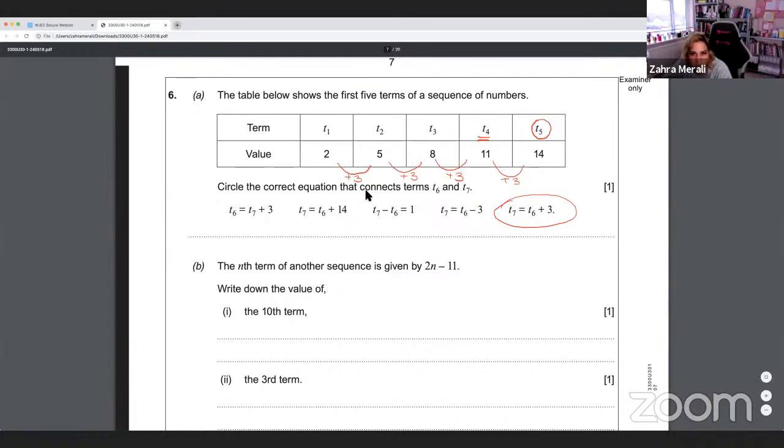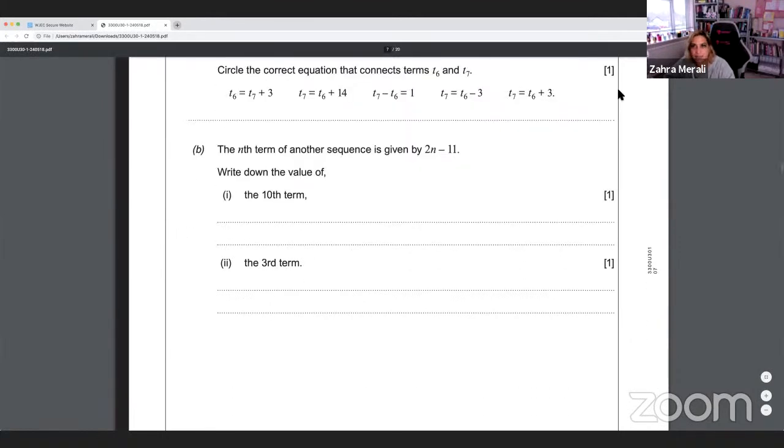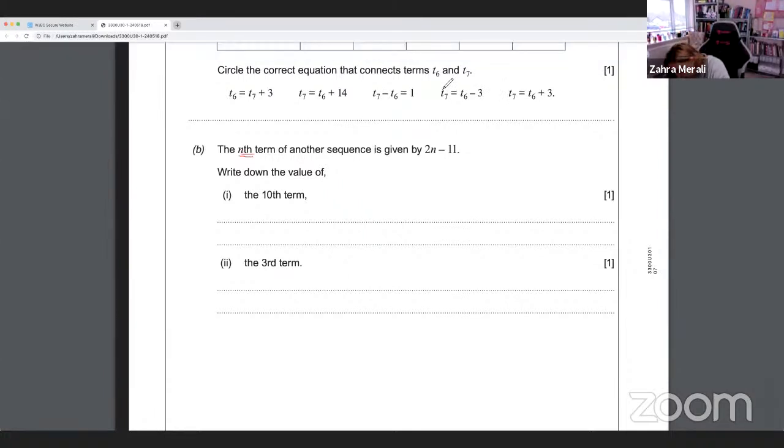Right, the nth term of another sequence is given by 2n minus 11. Write down the 10th term. So the 10th term is substituting the 10 into the n. Because if you have a look, you've got nth here, so this is going to be your n. So 2n means 2 times n. So we've got 2 times 10 minus 11. So that's going to give you 20 minus 11, which will give you 9.